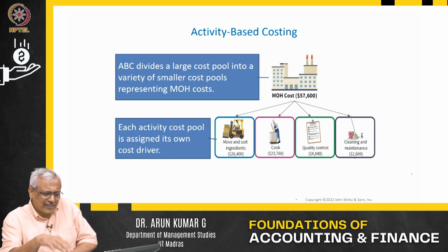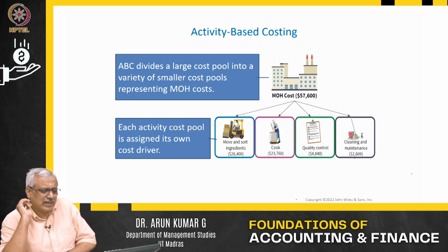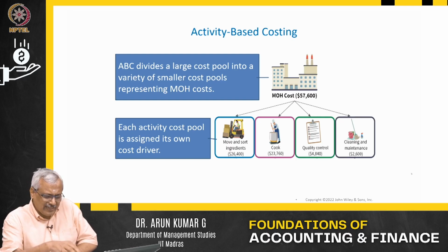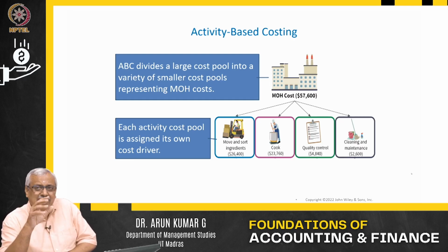Now, what does activity based costing do? It takes the manufacturing overheads, MOH, and divides them into four or five different pools. As you can see, one is moving and sorting the ingredients, second is cooking, third is quality control, fourth is cleaning and maintenance. It divides it into various pools. That is, each activity cost pool is assigned to a cost driver. The overheads are assigned basically to the activity pool.